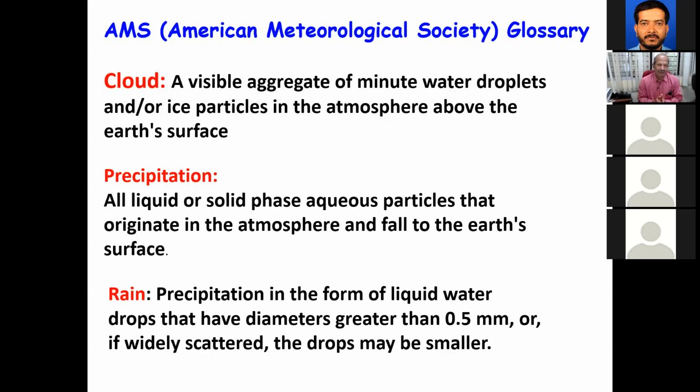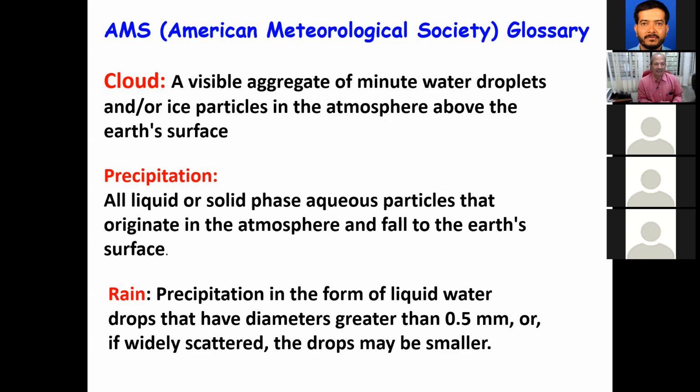Cloud is one which doesn't fall down towards Earth. It is retained with the parcel. Cloud means in the air. It doesn't fall towards the Earth's surface. Once a droplet grows enough and starts falling towards the ground, then it's called precipitation.